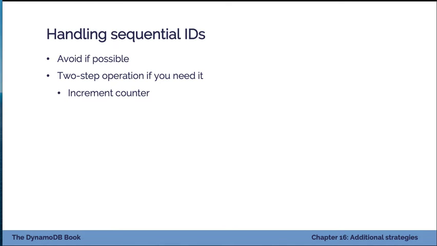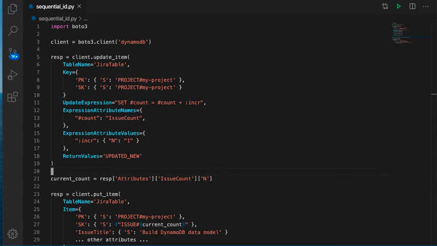First, what you're going to do is have a parent item that is maintaining that counter. So whether that's your Jira project or your GitHub repo, you'll have a counter on that item, and you'll increment that counter first, and you'll return the value from that counter, and then you'll create a new item with that return number. So let's take a look at that in code.